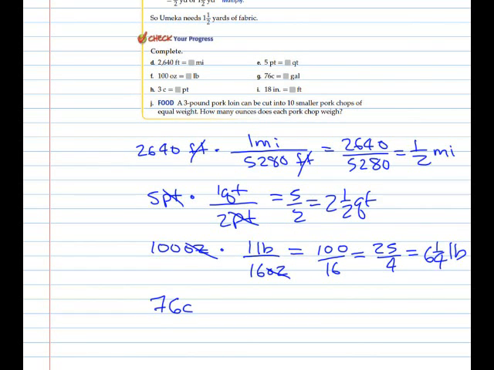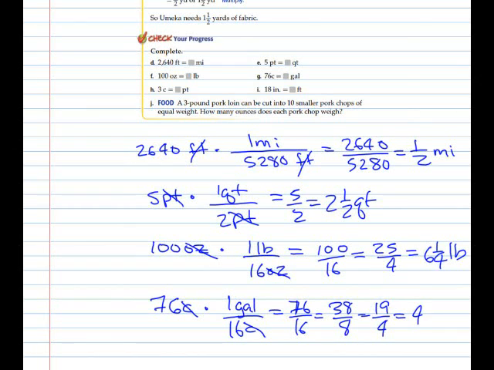Example G, 76 cups. I'm going to convert that to gallons. So I know that 1 gallon equals 16 cups. Cross out or cancel the common units. I get 76 over 16. Divide by 2 gives me 38 over 8. Divide by 2 again, which gives me 19 over 4, which gives me 4 3/4 gallons.